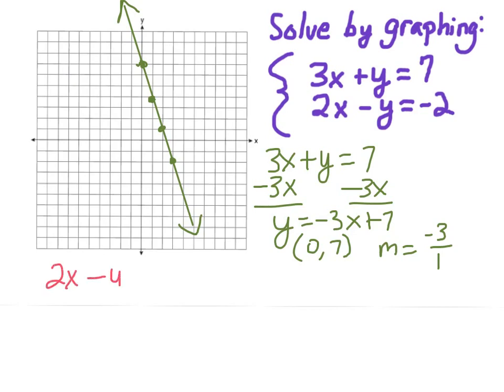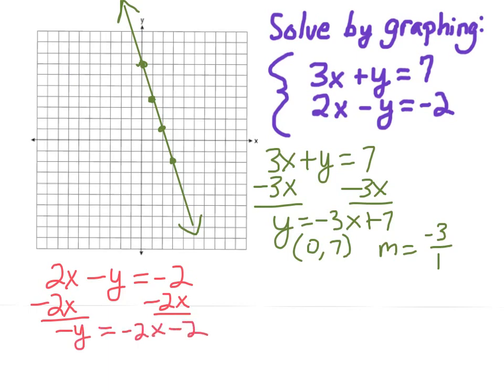2x minus y equals -2. Let's subtract 2x from both sides, and that will give me -y equals -2x minus 2. I'm going to multiply both sides by the reciprocal of -1, which is -1. So multiply by -1 to get rid of that negative. Do that on the other side as well, and that will get me y equals, that's just going to change the sign of everything, 2x plus 2.